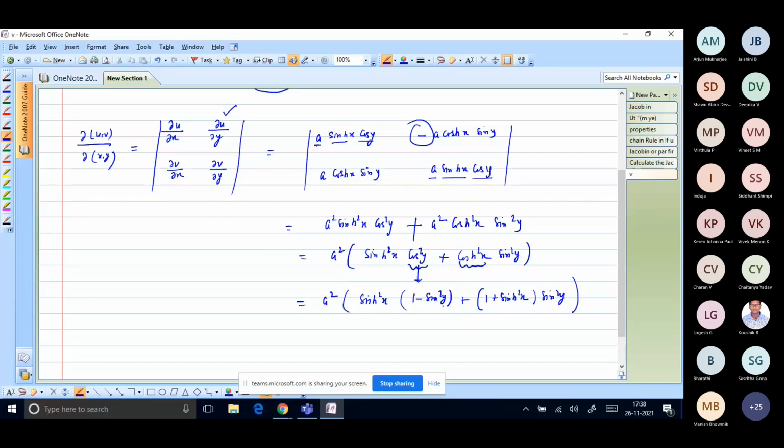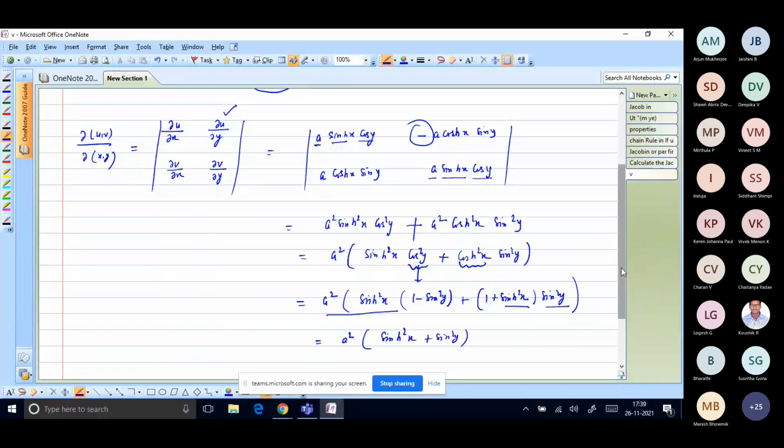So what is happening now? See, a square sine square x into 1. Okay, so this term is left. Then a square sine hyperbolic into sine square y. So you can see this is cancelled, because a square is common here. So we are only left with a square times sine hyperbolic square x plus sine square y.